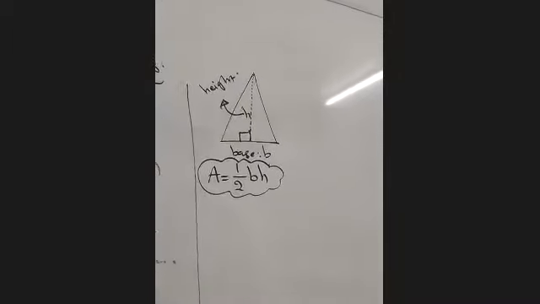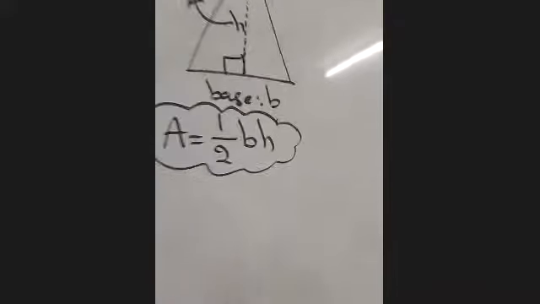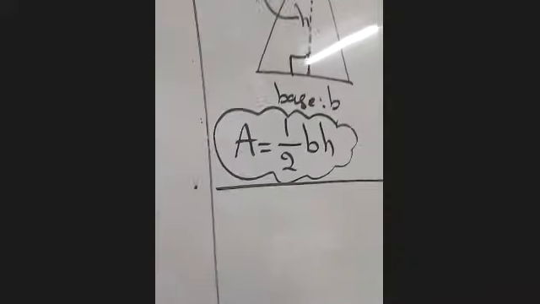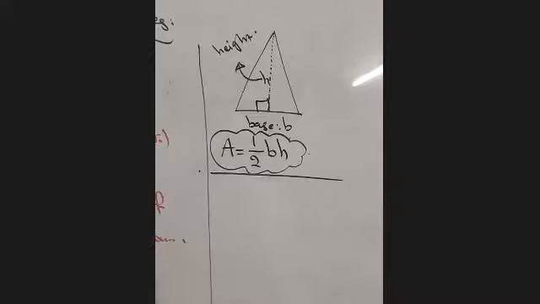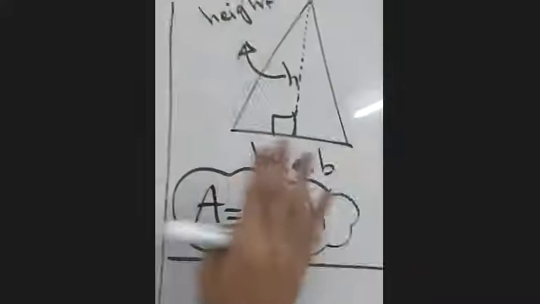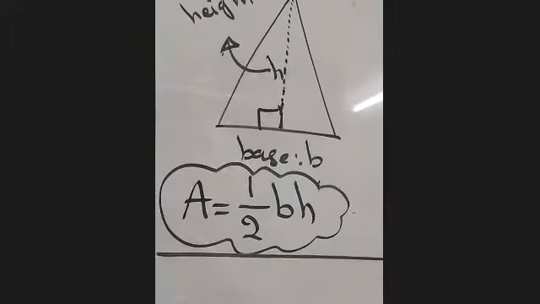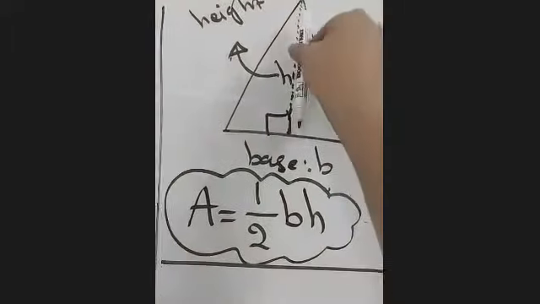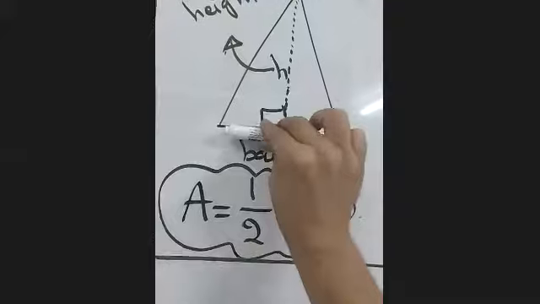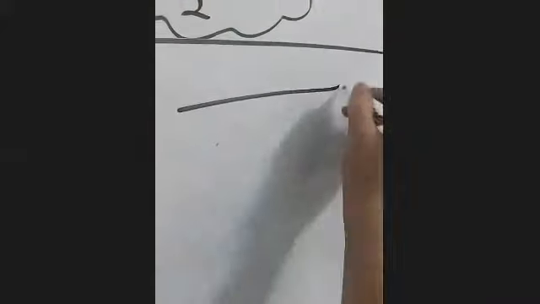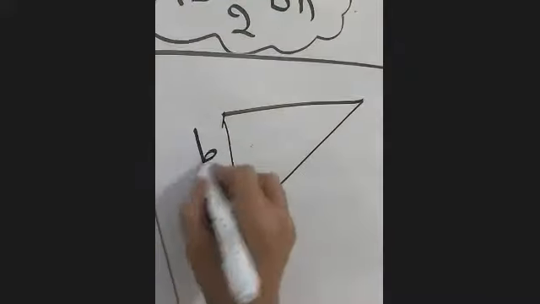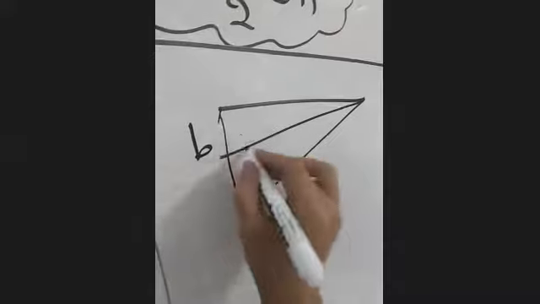Now, how do we know the base and the height, guys? This is an important thing. Look here. The height always intersects with the base. Focus, please. If this is our triangle, and this is the base, this will be the height.